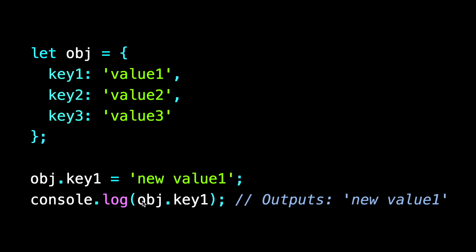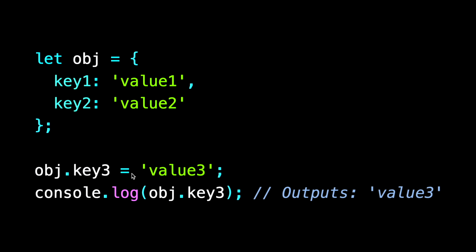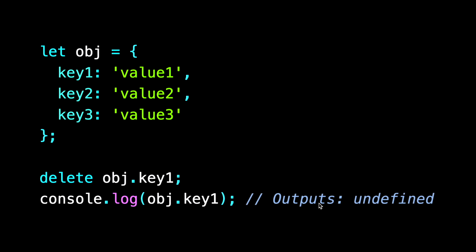We just set key1 to be the new value, so if we log that, it's going to be new value 1. And we can also use the bracket notation to set the new value, and then it's going to output new value. We can also create keys that previously did not exist. obj.key3 equals value 3. That wasn't in the original object, but now key3 is value 3. And we can use bracket notation for the same purpose here.